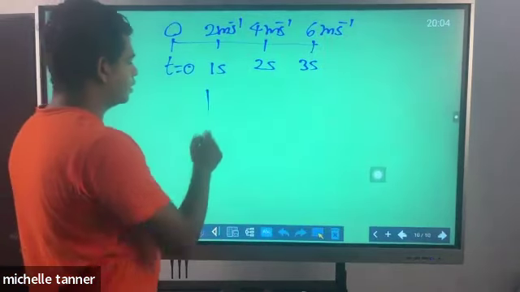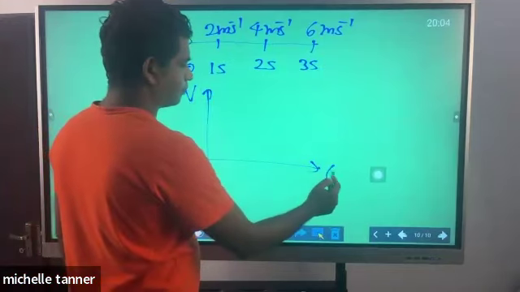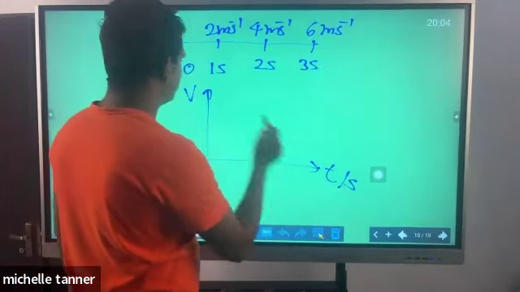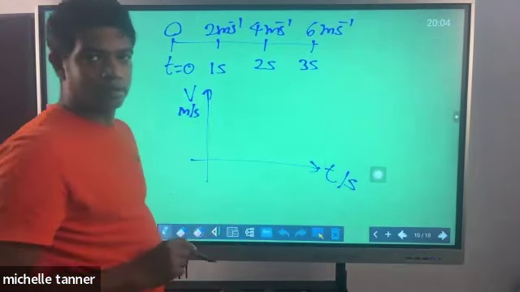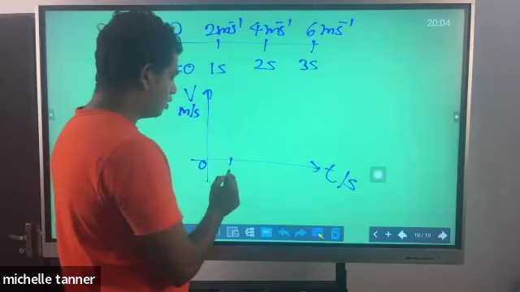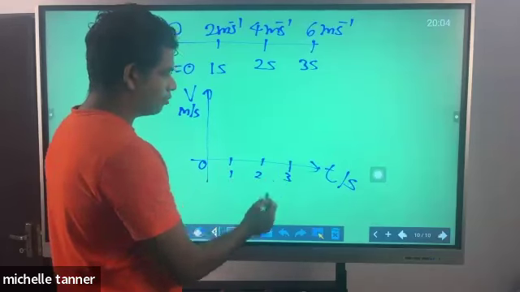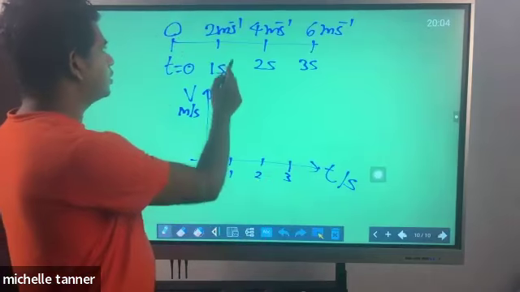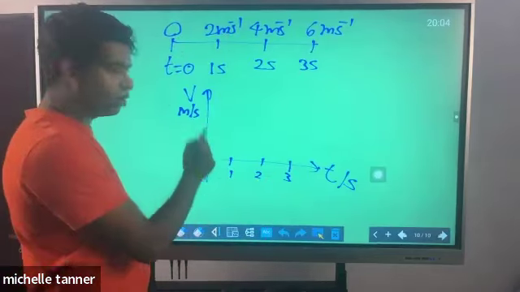Then we can plot the graph of velocity versus time. The time is in seconds, velocity in meters per second. And mark the values. Time 0, during 1 second, during 2 seconds, time 3 seconds. Velocity 2, 4, 6. Mark the values, you know how to mark.